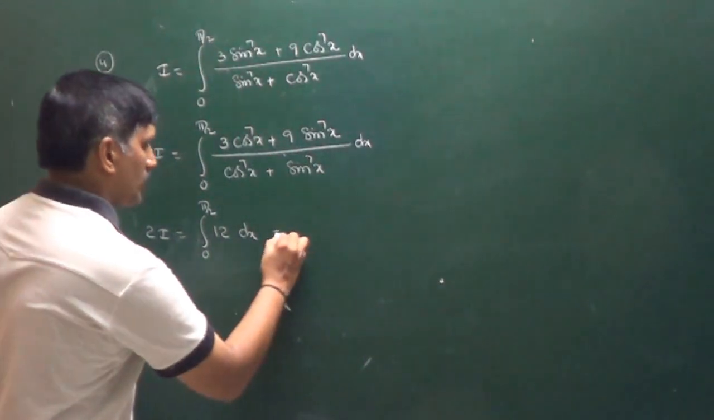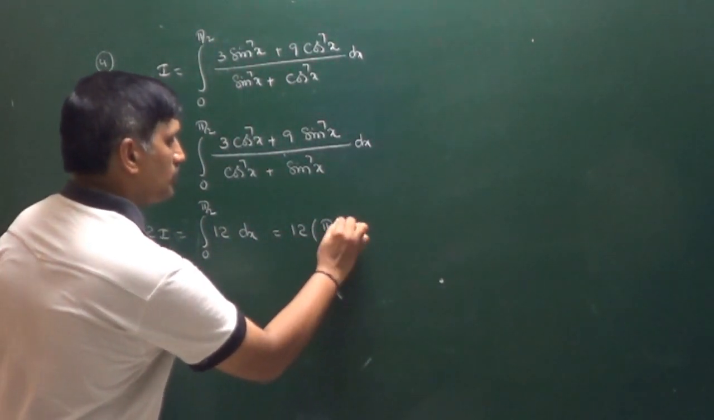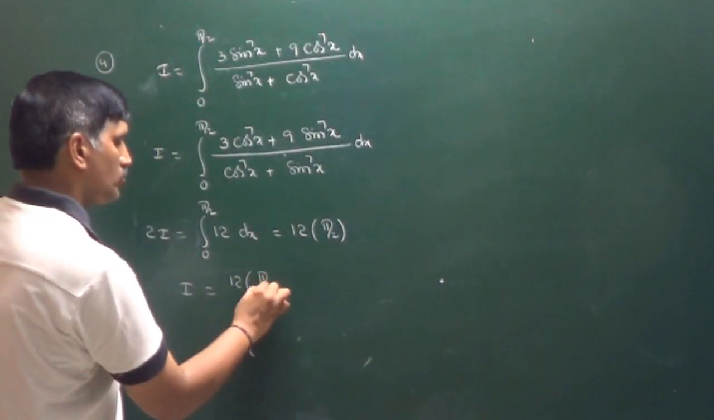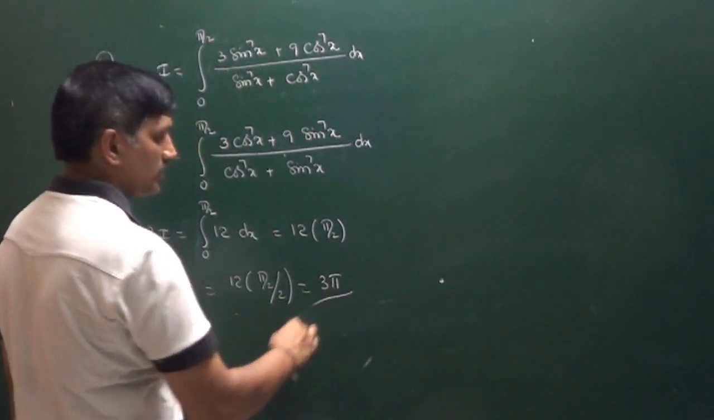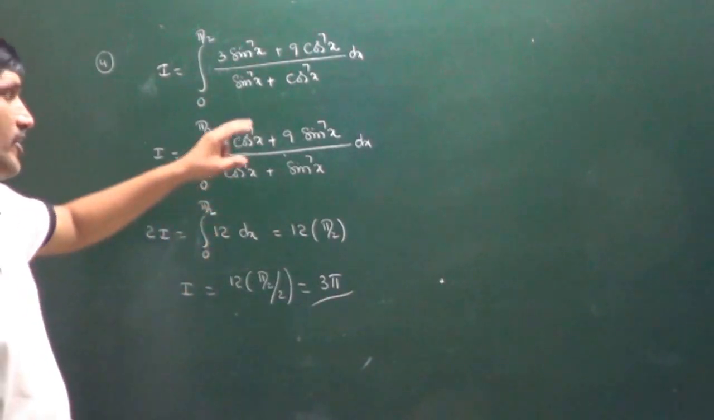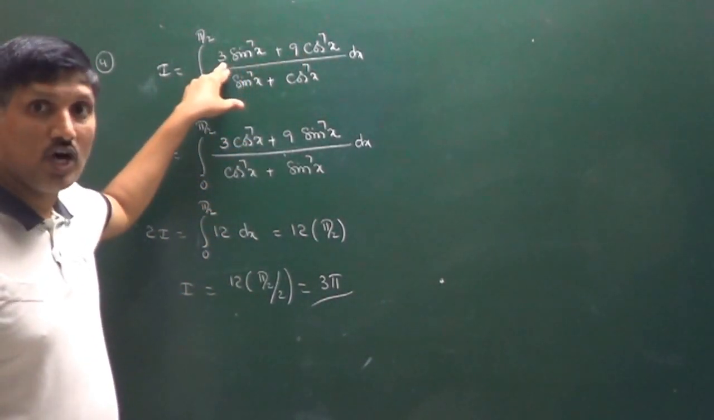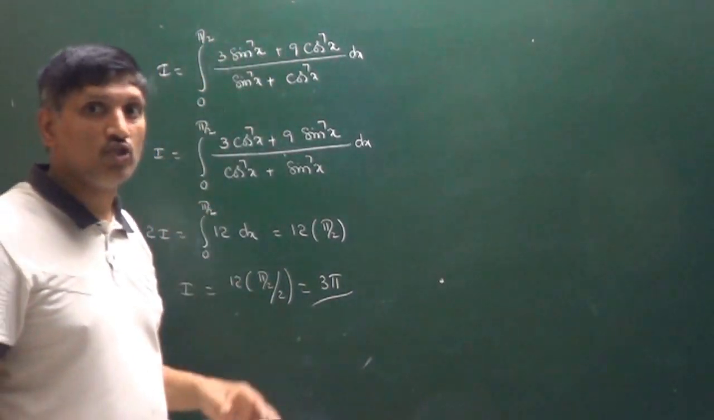So we can write this one as 12 into x, upper limit pi by 2. Therefore we are getting I is equal to 12 into pi by 2 divided by 2, that is equal to 3 pi. So directly we can write the answer as 9 plus 3, 12, into upper limit divided by 2.